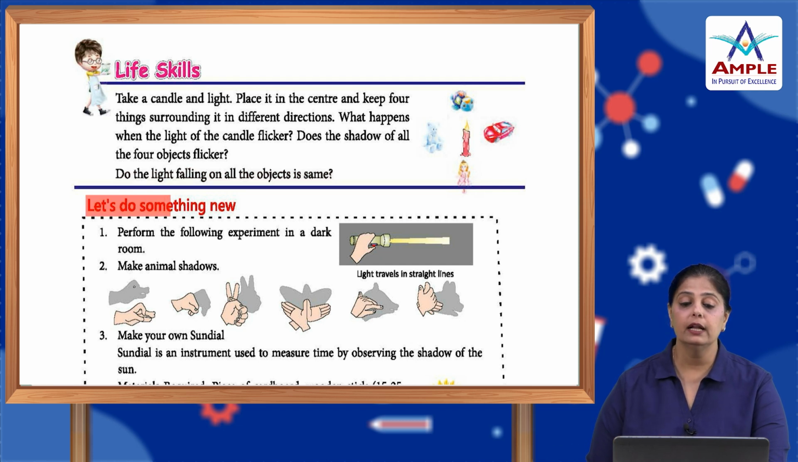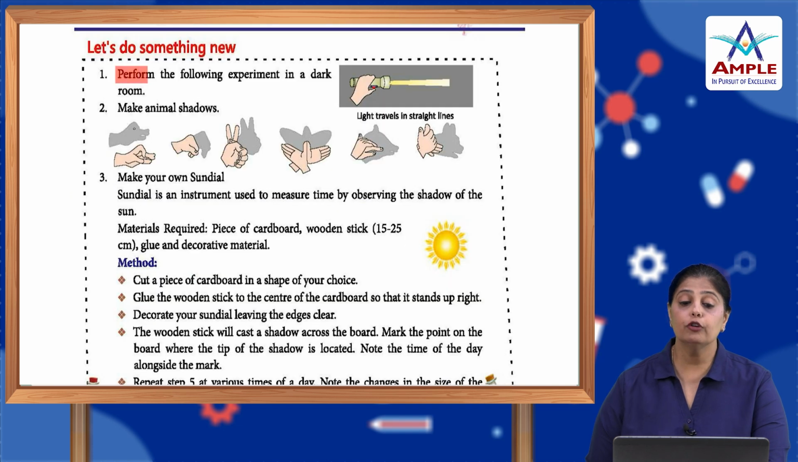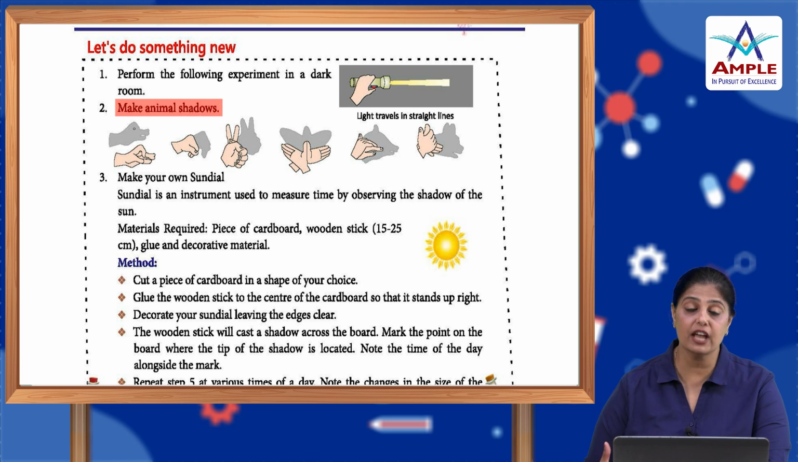All right. Now, let's do something new. You have to perform the following experiment in a dark room. This will show us that light travels in a straight line. Then we have to make animal shadows. You can look at this picture and look at the way the fingers are held so that you can make the shadows. Okay, you have to make your own sundial.